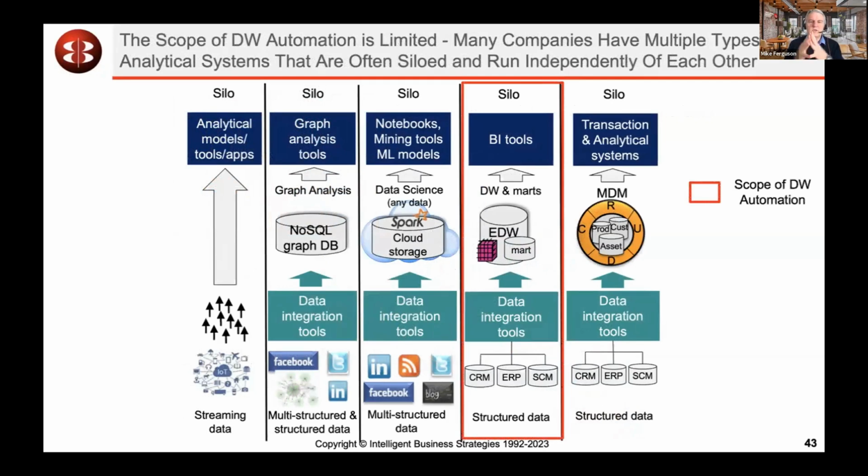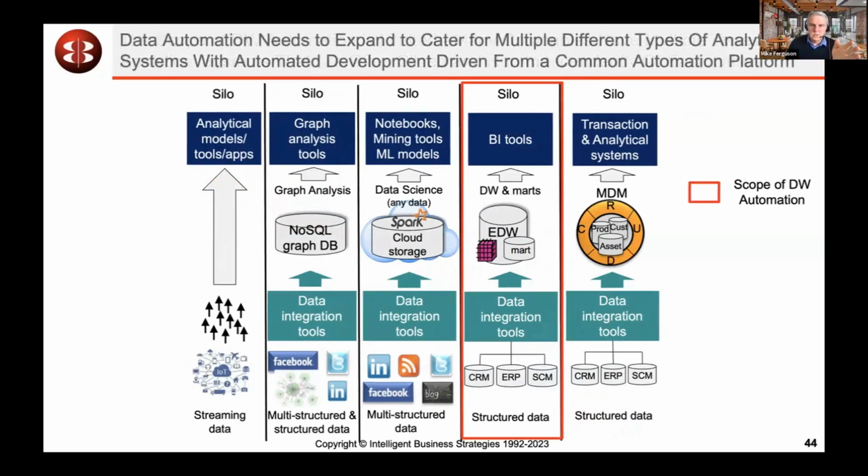So if we go back to this chart for a second, which we saw earlier, the different silos, data warehouse automation was really restricted to one of those silos, just building data warehouses. But as we know, we're dealing with a lot more than that. And so the question is, can we expand the use of automation, not just data warehouse automation, but, call it data automation, to be able to deal with these other silos as well?